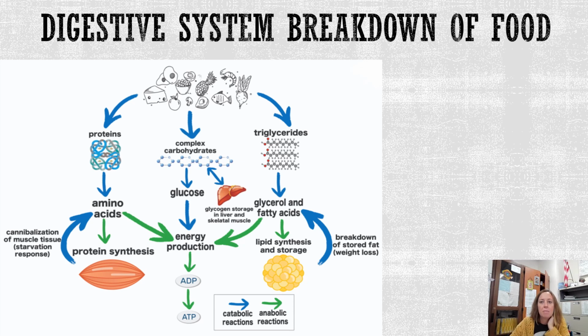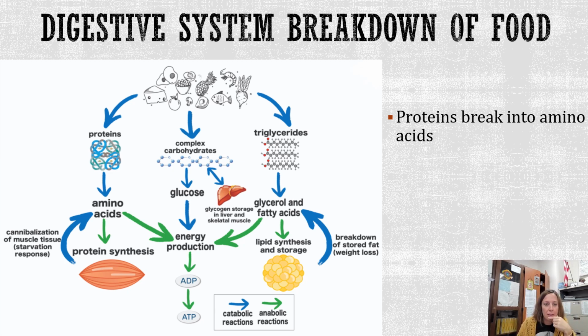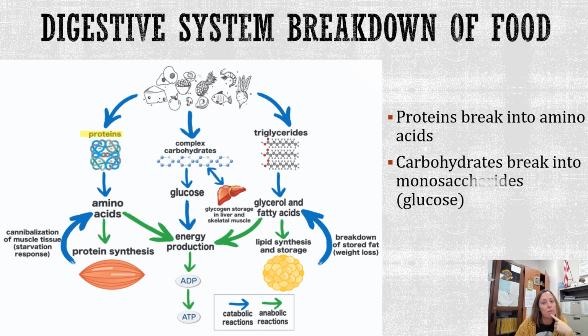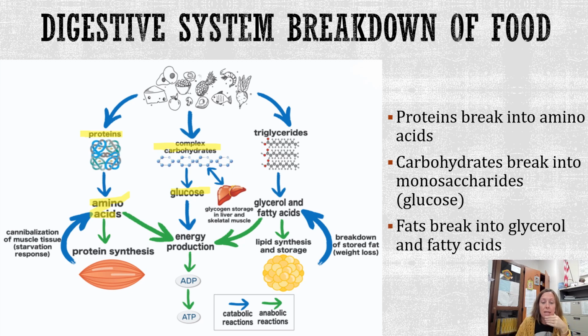So the digestive system breaks down food. Proteins are going to be broken down into amino acids. Carbohydrates are going to be broken down into glucose, down to their monosaccharides. And then fats, triglycerides is another word for fats. Fats are broken down to the fatty acids.